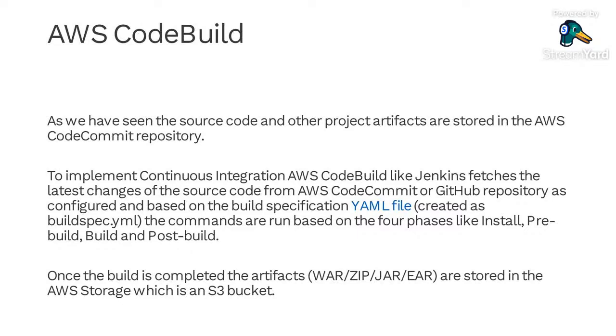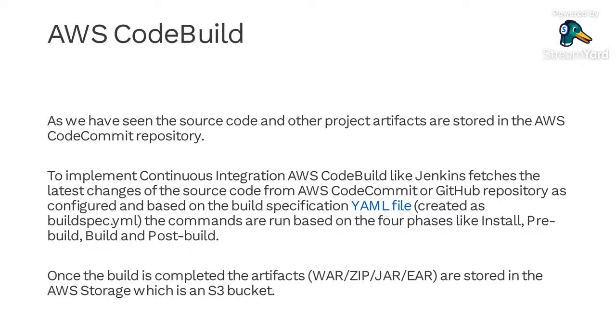Now, how will CodeBuild work? So now your source code is available in your CodeCommit repository. Now you have to implement continuous integration, the CI part. So what will continuous integration do? It will continuously integrate your code into the repository. Once the code is available in your repository, we will fetch the latest code from the repository, and then start to build it.